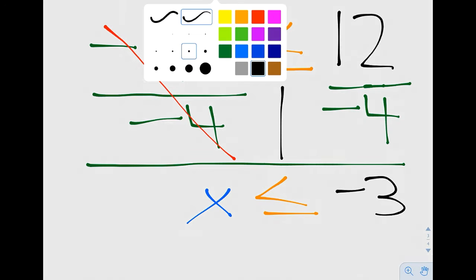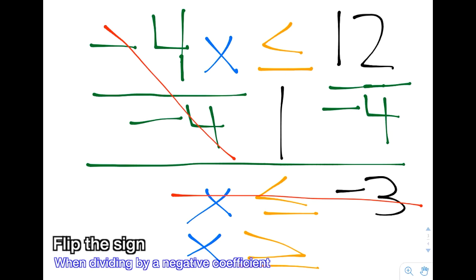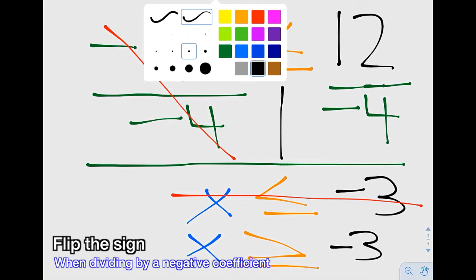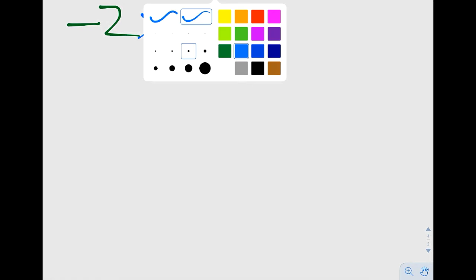But here's the catch. In an inequality, when dividing by a negative coefficient, you need to flip the sign. If you flip the sign in this inequality, your final answer should be x is greater than or equal to -3. Two-step inequalities are just like solving a two-step equation, except once again, if you're dividing by a negative coefficient, you need to flip the sign.